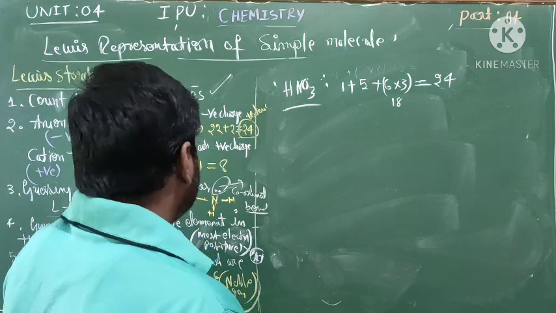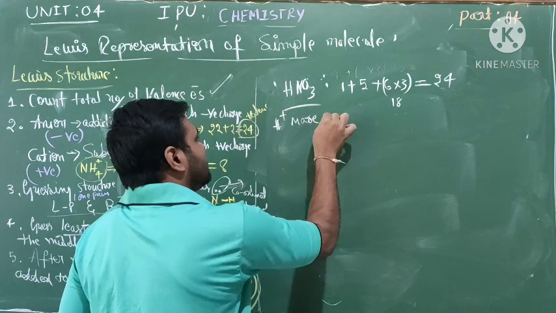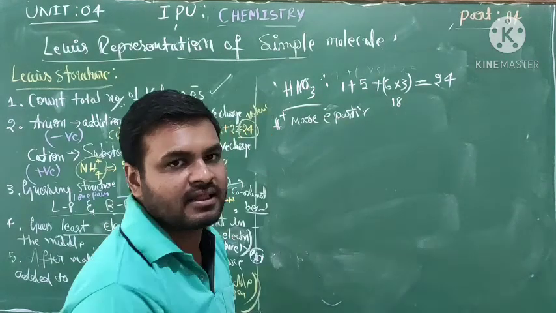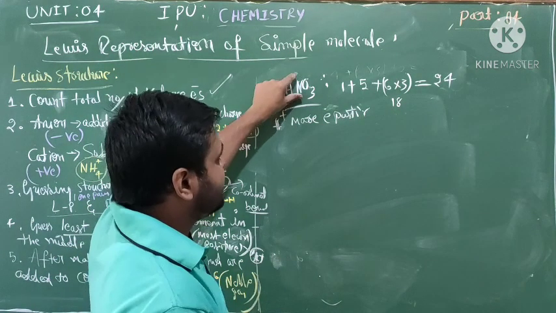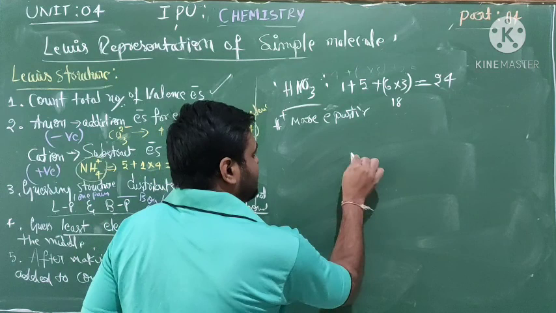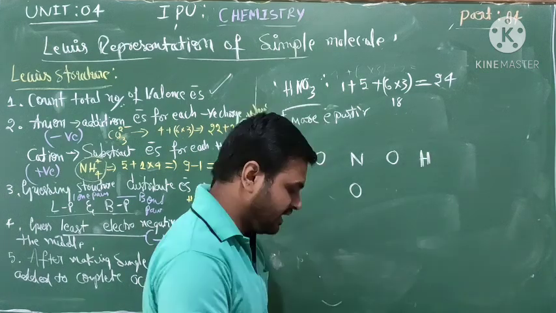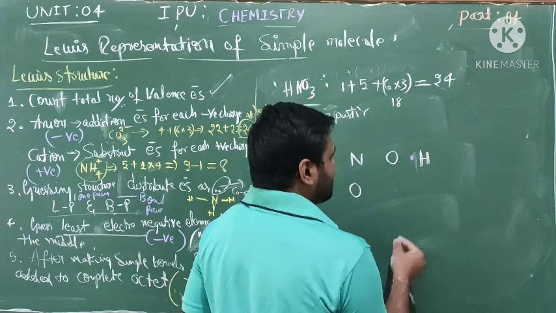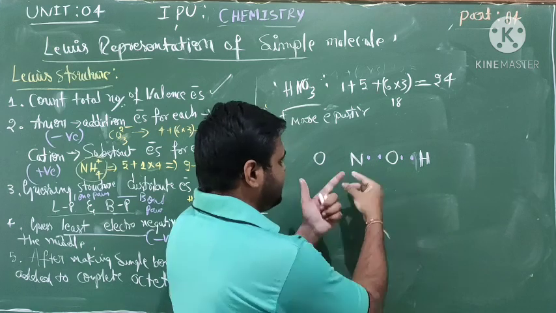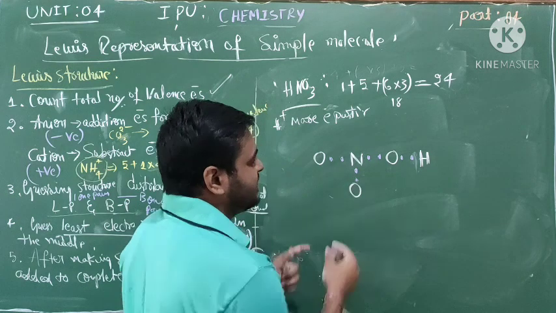Then, guessing the least electronegative: hydrogen is more electropositive, but hydrogen is at the end of the molecule. The central atoms are nitrogen and oxygen, and nitrogen is the least electronegative. So nitrogen is placed here, and the remaining are oxygen, oxygen, and oxygen with hydrogen. Now the sharing of electrons: hydrogen's 1 electron and oxygen's 1 electron form a bond. Same with nitrogen and oxygen: each shares 1 electron to form a bond.